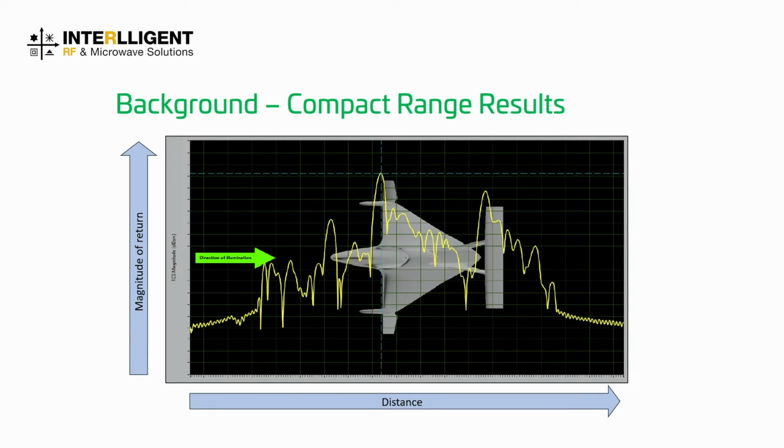So some quick results. I can't show you the numbers, but the key point here is to identify that we can pick out key features on this aircraft that are giving us a large return. Unsurprisingly, the nose, in particular the leading edge of the wings, and also the leading edge of the tailplane there.